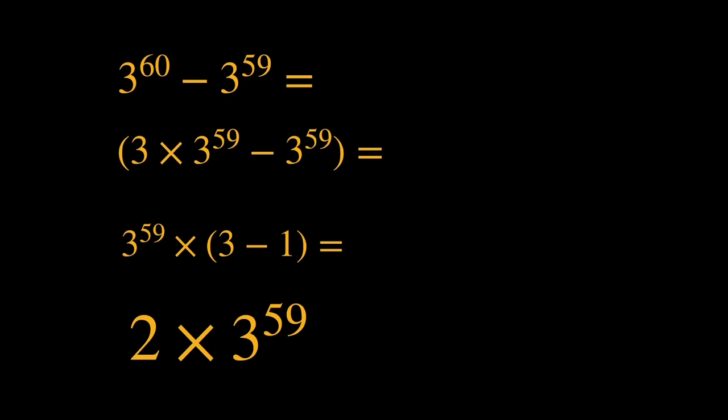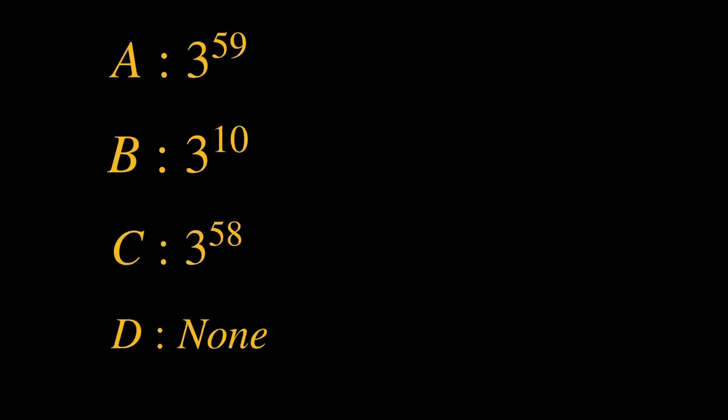Now let's check the options. A: 3 to the power of 59. B: 3 to the power of 10. C: 3 to the power of 58. D: None. Correct answer: D.